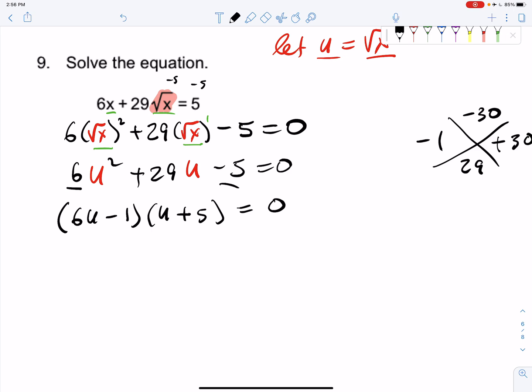You could always double check yourself too. 6u times u is 6u squared. The middle term comes from 6u times 5, which is 30u, minus 1u, which is 29u, and negative 1 times 5 is negative 5. So if you multiplied it out, you would get that. So we did do it correctly. So we go ahead and solve.